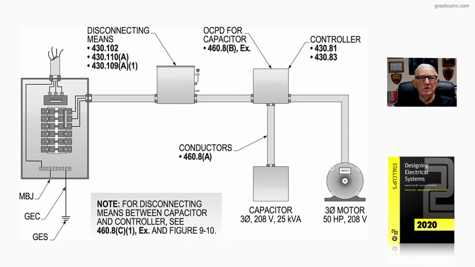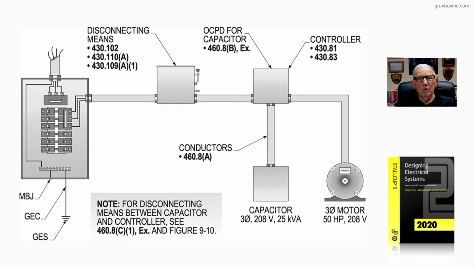And, of course, the overcurrent device for the capacitor is in 460.8(B) exception dealing with the controller. The controller is looked up and sized and used in accordance with 430.81 and 430.83. And then the call out for the disconnect, which we've looked at, is in 431.02. That's the location of the disconnect in its relationship to the controller and motor.